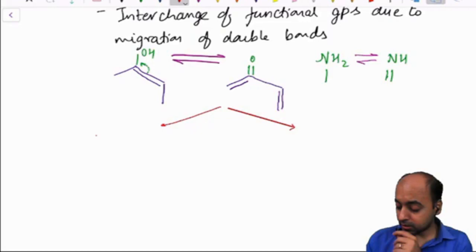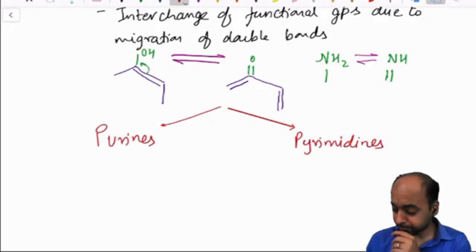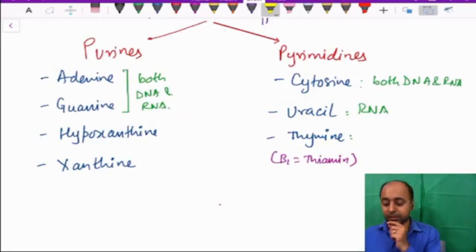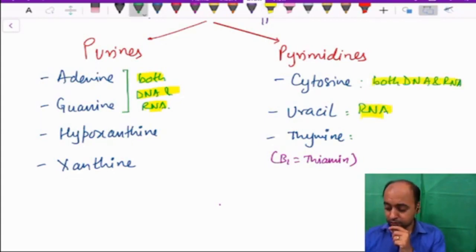Two broad categories, the purines and the pyrimidines. I told you the common purines are adenine and guanine. The common pyrimidines are cytosine, uracil, and thymine. Adenine and guanine are found in both DNA and RNA without fail, whereas among the pyrimidines, the cytosine is found in both DNA and RNA. The uracil is found in the RNA, whereas thymine is found in the DNA.